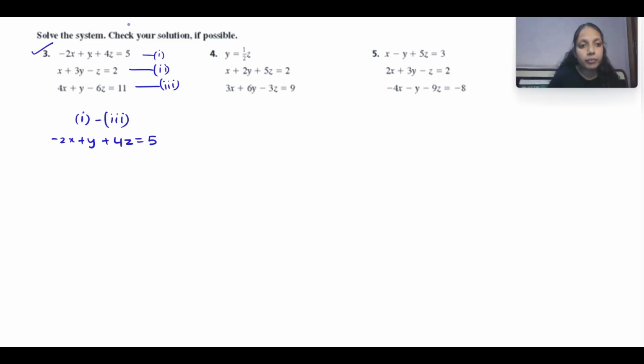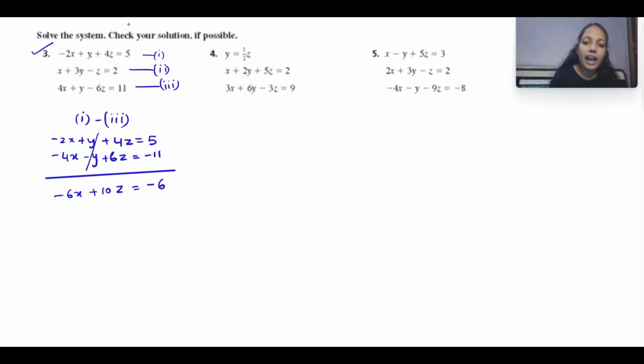Third equation, I have to add. No, we will subtract it. Subtract when the third equation is multiplied by negative. So negative 4x and negative y plus 6z equals negative 11. Add them. This cancels. Negative 6x.